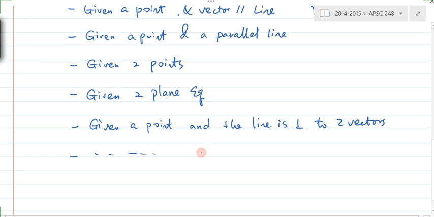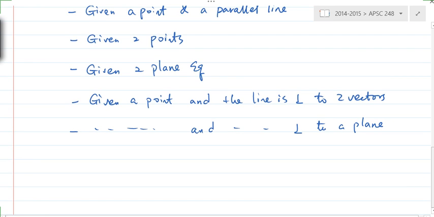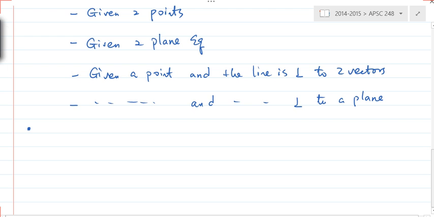And you're given the point, and the line is perpendicular to a plane. That's also a kind of assignment question, right? So those are the possibilities regarding finding a line equation. Now, usually we don't do that kind of finding a line equation in the exam. That's sort of an easy approach. We make use of that step here for some other applications.